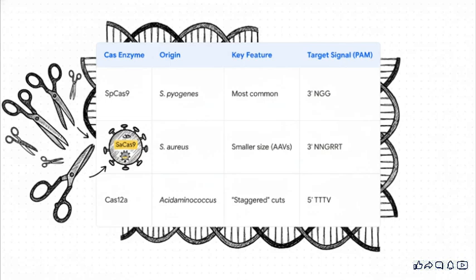And get this, it's not just one type of Cas enzyme. Scientists have found a whole family of them in different bacteria. SpCas9 is the classic, the one you hear about most. But there's also SaCas9, which is much smaller, making it easier to pack into viruses to deliver into cells. Then you have others, like Cas12a, that make different kinds of cuts. It's like having a whole workshop full of different scissors, each one perfect for a specific job.